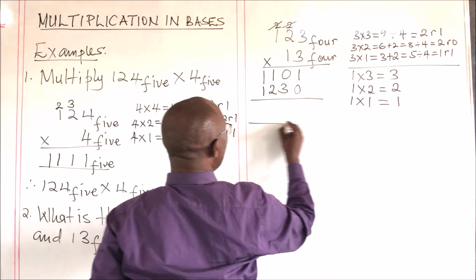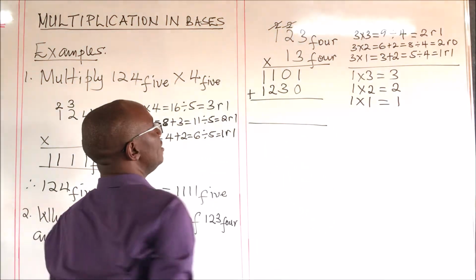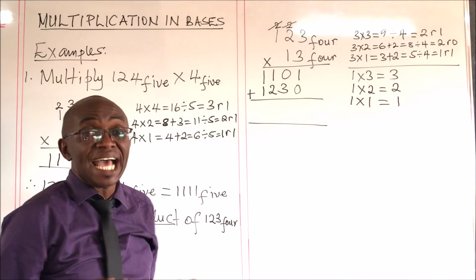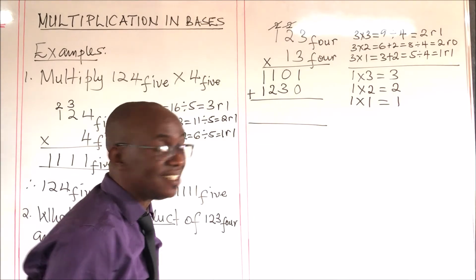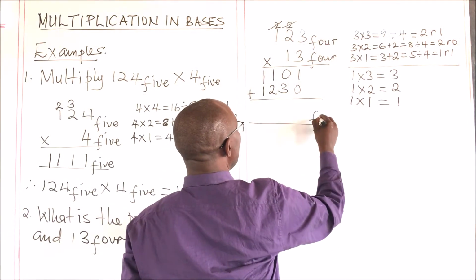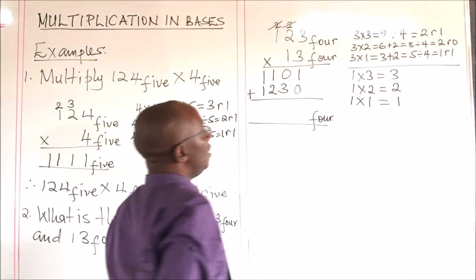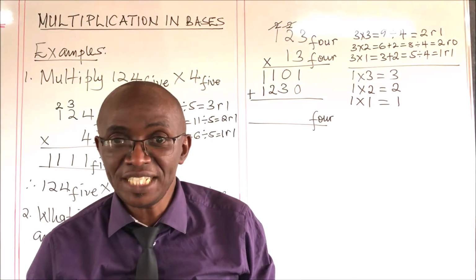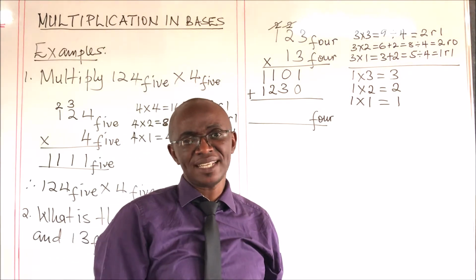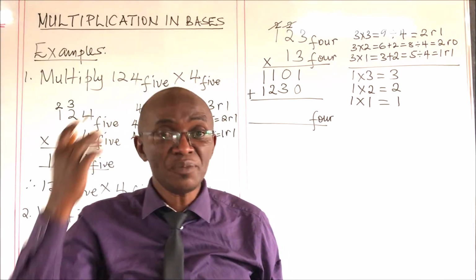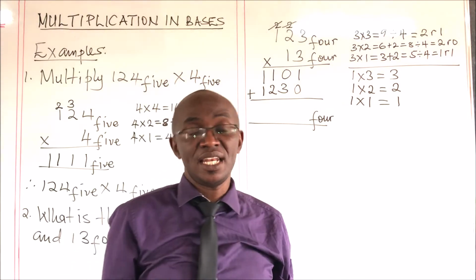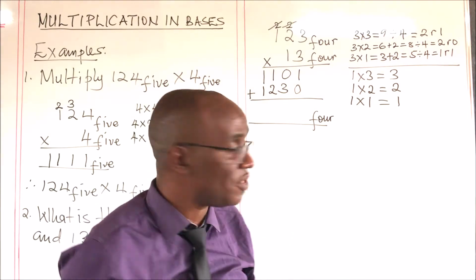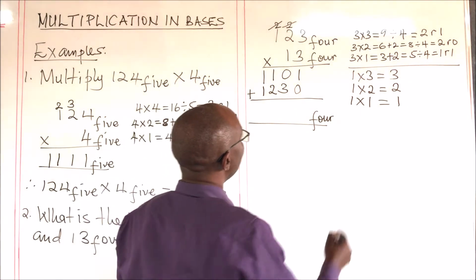So I write 1. Now the last step is to add. But remember, this addition is in which base? It is in base 4. We are adding in base 4. Don't forget to indicate the base on your answer, because if you don't indicate the base, that means your answer is in base 10. Base 10 is the only base we can write with or without the name of the base.